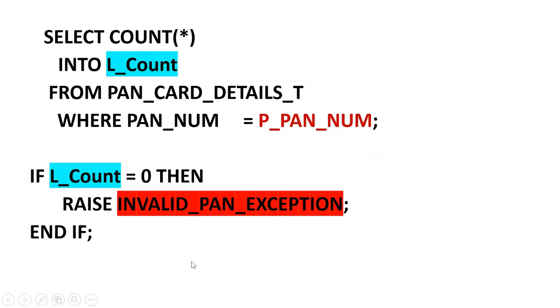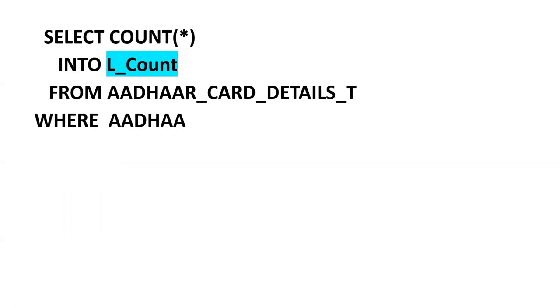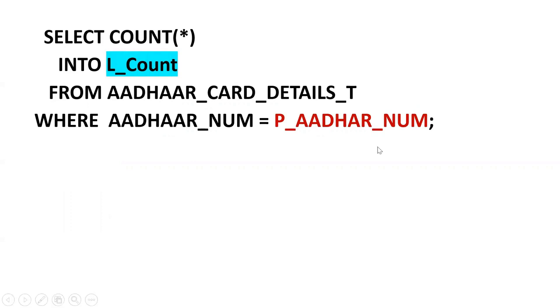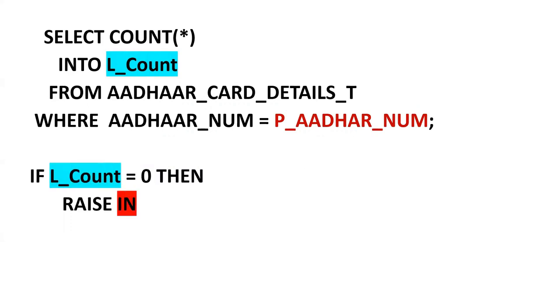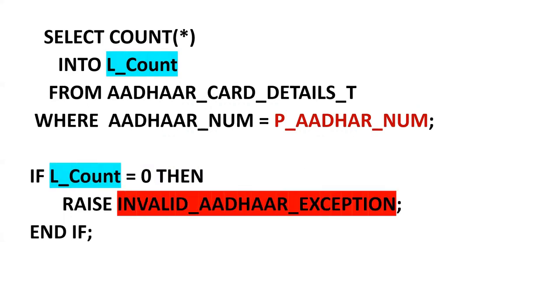In a similar fashion, we need to do one more count. This is for the Aadhaar card details. This validation is for whether the Aadhaar number is valid or not. Valid means the Aadhaar number will be there in the database table. If it is there, we will get the count 1. If it is not there, we'll get the count as 0. Now when 0 equals 0, this condition is true, so we need to raise the invalid Aadhaar exception. This is the validation of an Aadhaar number.